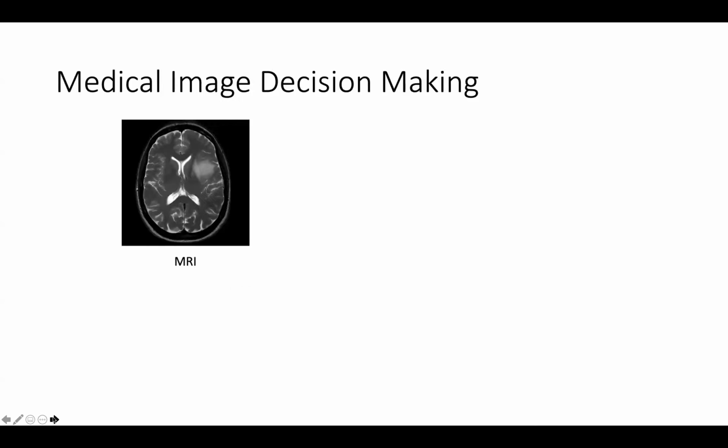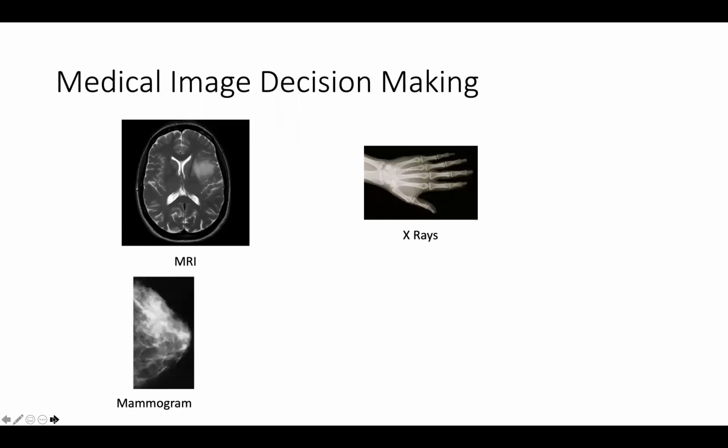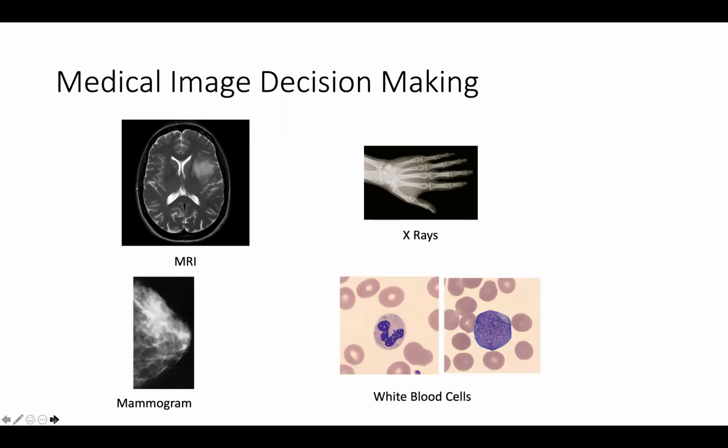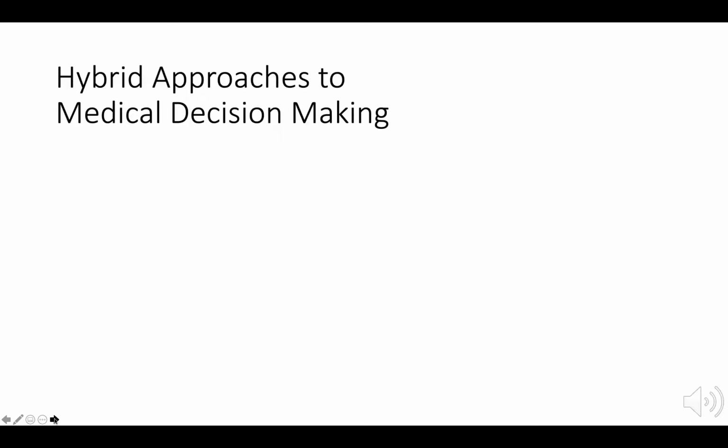We have MRIs, X-rays, mammograms, and white blood cells. It is based on the interpretations of these images that diseases are identified and treated. Despite our best efforts, mistakes are made in the identification and interpretation of these images. In this talk, we'll consider hybrid approaches to medical decision making to improve performance.